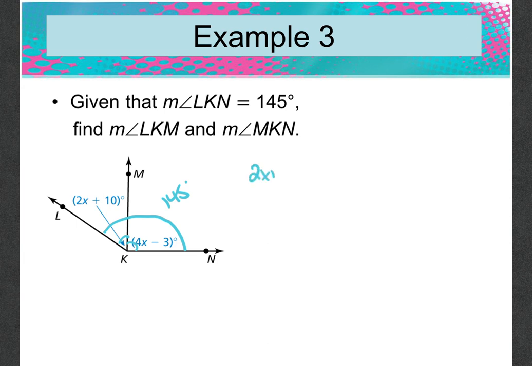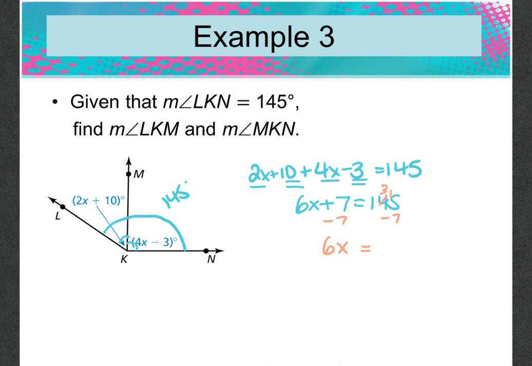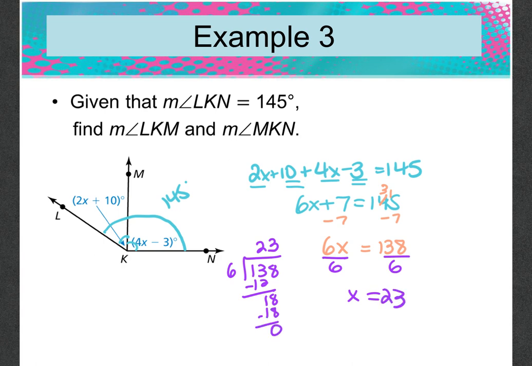I can add those two expressions together and set it equal to 145. So 2x plus 4x would be 6x. 10 minus 3 would be positive 7, equals 145. I would subtract the 7. 6x would equal 138. Divide both sides by 6. x would equal 138 divided by 6. So x equals 23.